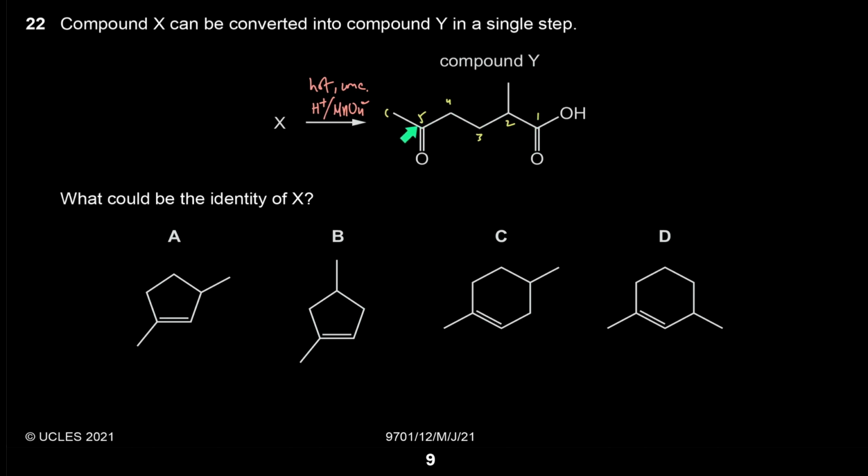That's where the oxidation took place. On carbons 1 and 5, we have these oxidation products, right? We have a carboxyl group and a carbonyl group. So that means that carbons 1 and 5 were initially bonded together.